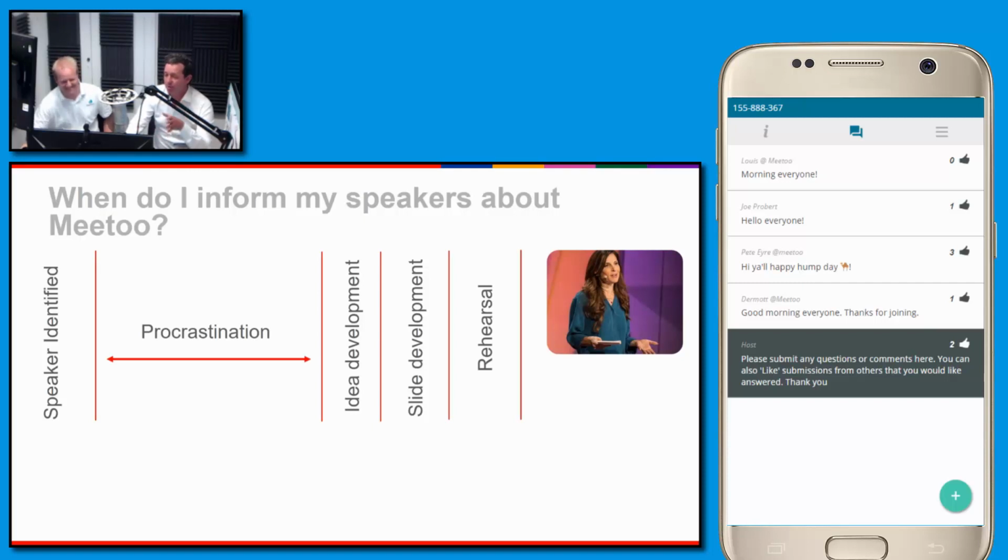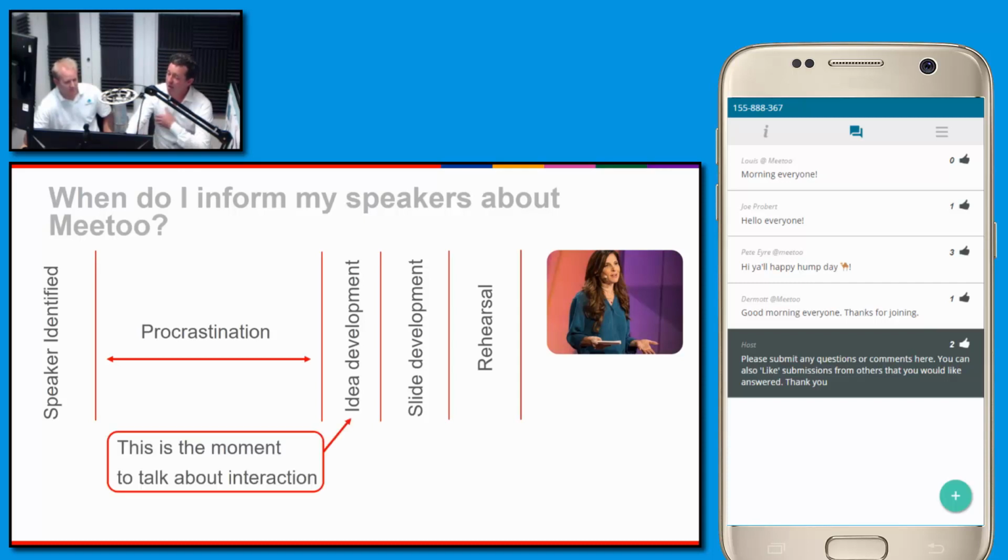So basically what happens is someone agrees to do a presentation and then they put it right to the back of their mind and don't think about it until they get frightened. Okay, and the problem is, if we try and educate them at that point, they're just not connecting with the possibilities because they haven't actually got any idea what they're going to say. My experience, for the third of you who said that this is about the time to do it, is that the time they are thinking about their ideas for the presentation is the very best opportunity to get them to think about how to use Meetoo.